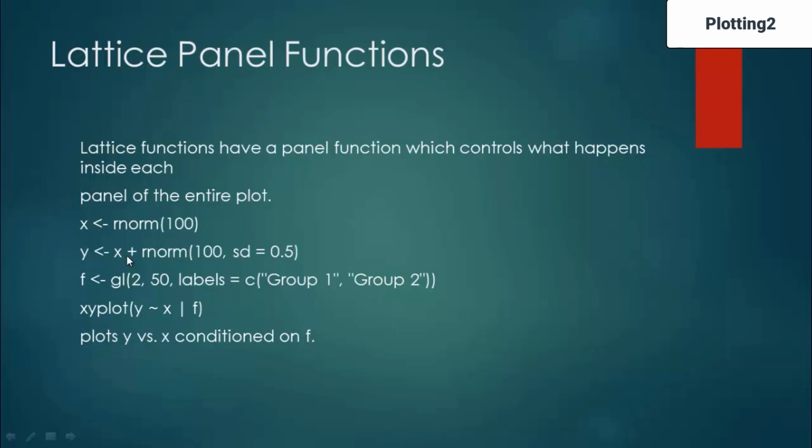Now you're forming an xyplot from lattice panel functions: xyplot(y ~ x | f), where the condition is f, being the factor here. So it plots y versus x conditioned on f. You can try this. The R programming environment on this device does not support plotting, and hence I'm not able to give an example here, but you can always try this and it will give a pretty good xy plot.